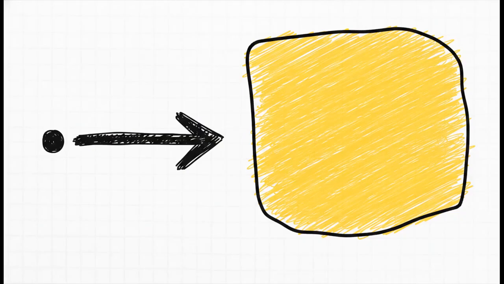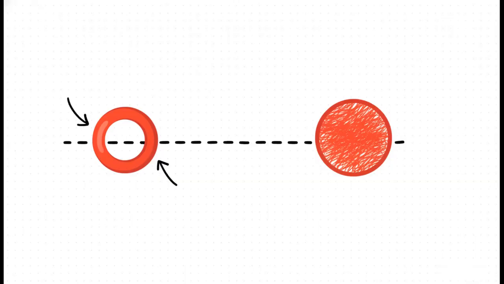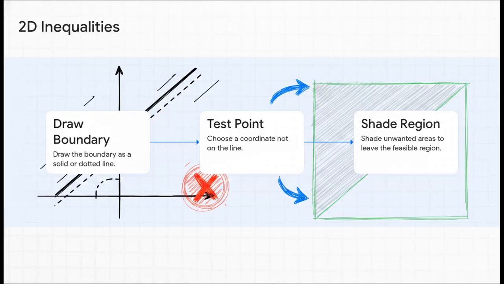This whole concept scales right up to inequalities. We're no longer just hunting for single points, but entire regions. On a 1D number line, an open circle means excluded boundaries, while a solid circle means it's completely included. In 2D space, you draw the boundary, test a coordinate, and just shade out whatever area you don't want.